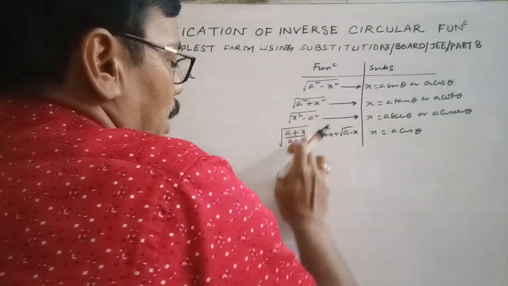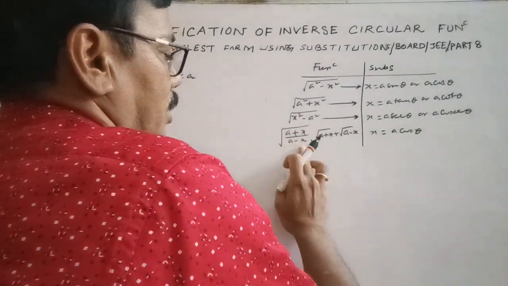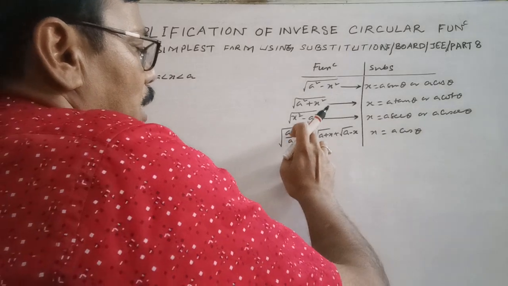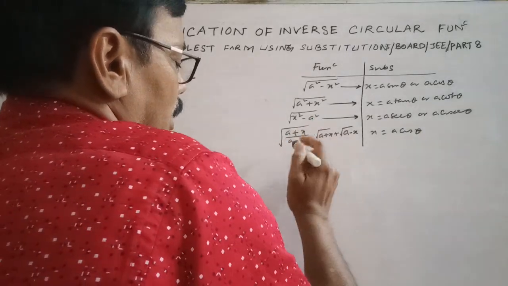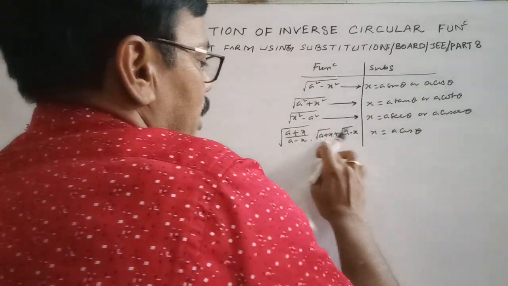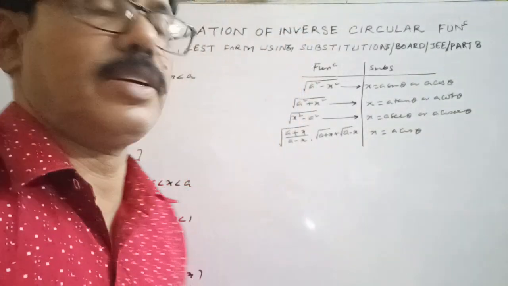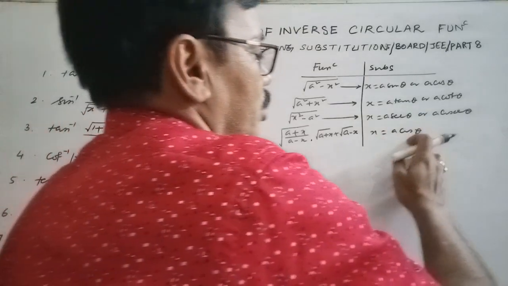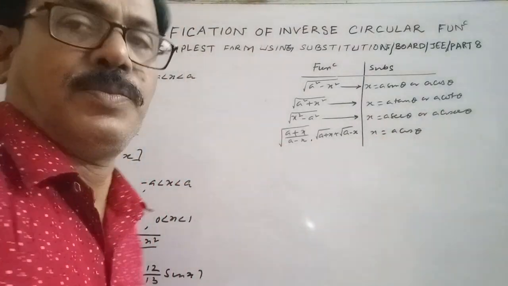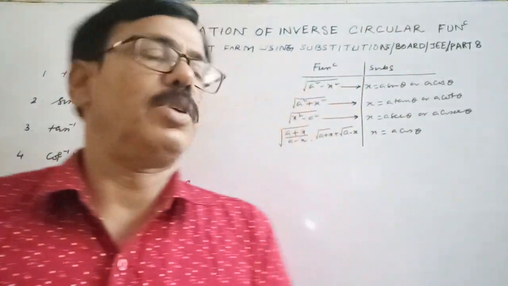And if it is a plus x by a minus x, or the reciprocal, a minus x by a plus x, that is, a plus x and a minus x occur simultaneously, then the transformation is x equals a cos 2 theta. So we have to remember it.